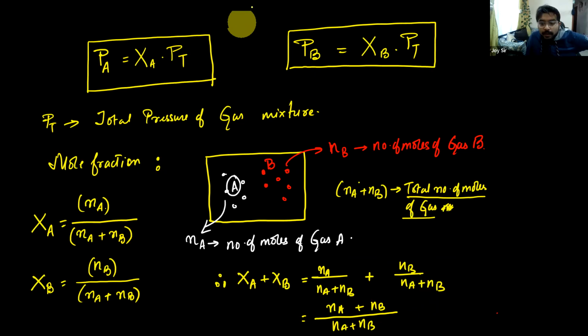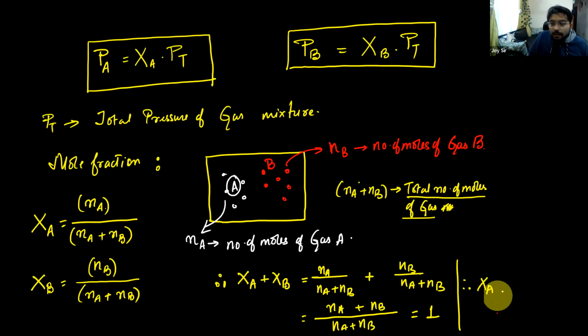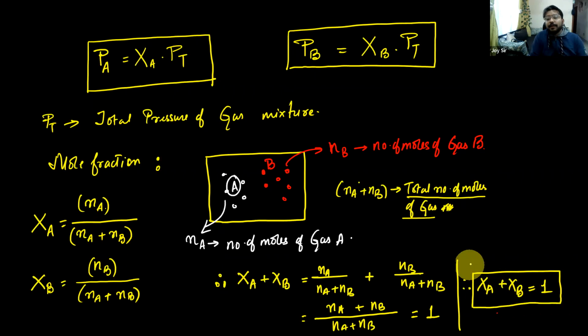Na plus Nb on top and Na plus Nb at the bottom, it will get cancelled, so the value will come to 1. Okay? So the mole fraction, therefore, XA plus XB gives you the value of 1. Very, very important.